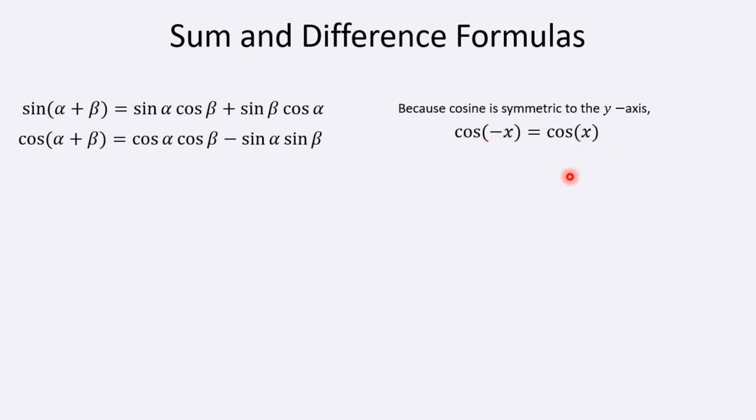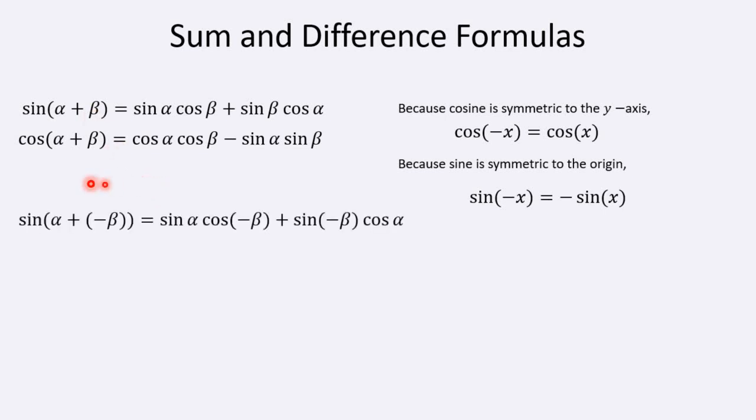So cosine doesn't care about the sign of the angle you plugged in. It's going to give you the same answer either way. On the other hand, the sine is very sensitive to the sign of the angle you plug in. So the sine of a negative angle is the opposite of the sine of the positive one. We're going to use this fact and the fact that alpha plus negative beta is actually alpha minus beta to come up with the two formulas we're looking for.